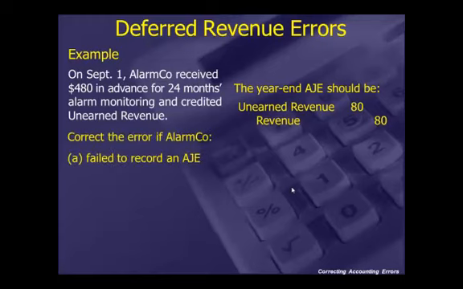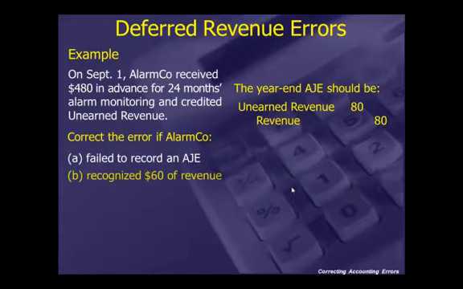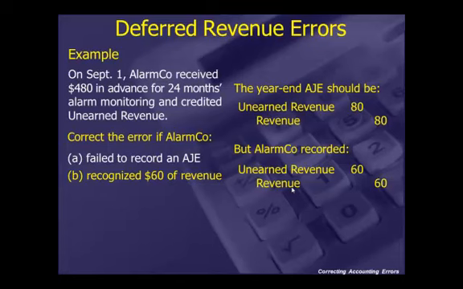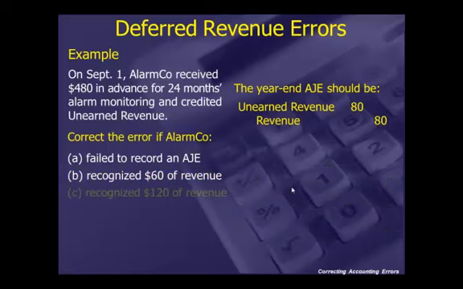If we fail to record the adjusting journal entry, then upon review, we'll find it. We'll go ahead and do what we should have done. Debit unearned revenue, credit revenue for $80. Recognize $60 of revenue. Well, we would be debiting unearned revenue for 60, crediting 60 revenue. That's too little. We need an additional 20. So go ahead and use the same accounts, debit unearned revenue, credit revenue, $20. And that will give us the 80 that we want for recognizing revenue.